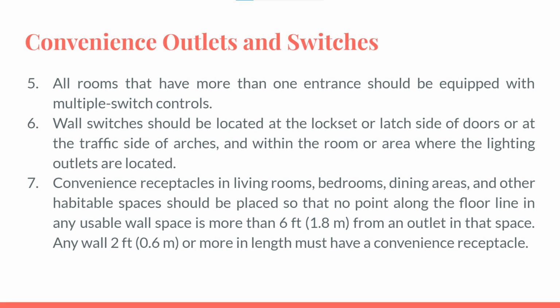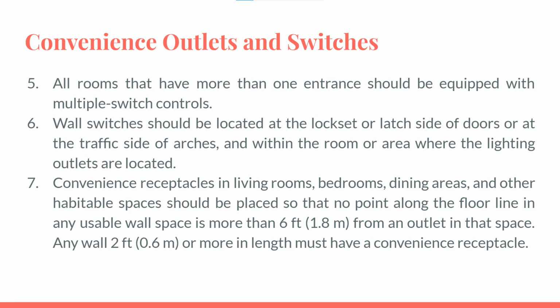Fifth, all rooms that have more than one entrance should be equipped with multiple switch controls. Example, two-way or three-way switching at each principal entrance. Principal entrances are those commonly used for entry to the room when going from a normally lighted to an unlighted condition. If this recommendation would result in the placing of switches controlling the same lighting installation within 8 feet or 2.5 meters of each other, multiple switch controls may not be required.